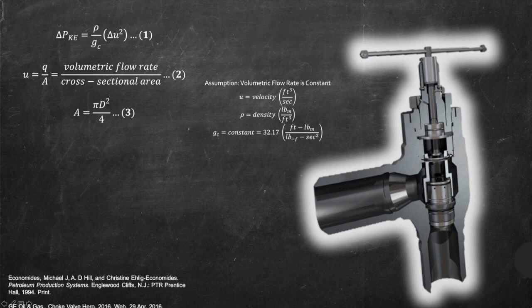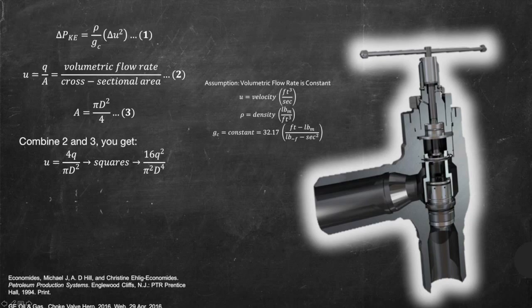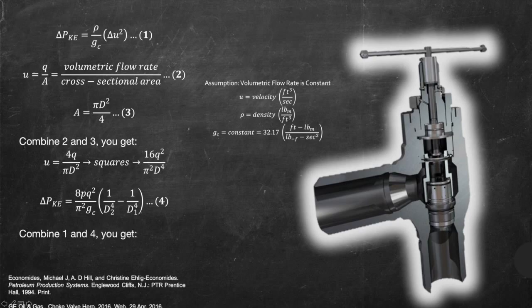Cross-sectional area for a pipe is equal to pi times diameter squared divided by 4. Inserting this equation into the equation for velocity, we are able to see that velocity is now inversely proportional to diameter squared. When this new equation is plugged back into the equation for pressure drop due to the kinetic energy change, the pressure drop becomes inversely proportional to diameter raised to the 4th power. Therefore, as we increase the size of the diameter, or in other words, open the choke, we decrease the pressure drop within our tubing system. This is exactly what we want to do, because when we minimize the pressure drop within the tubing, we maximize our production.